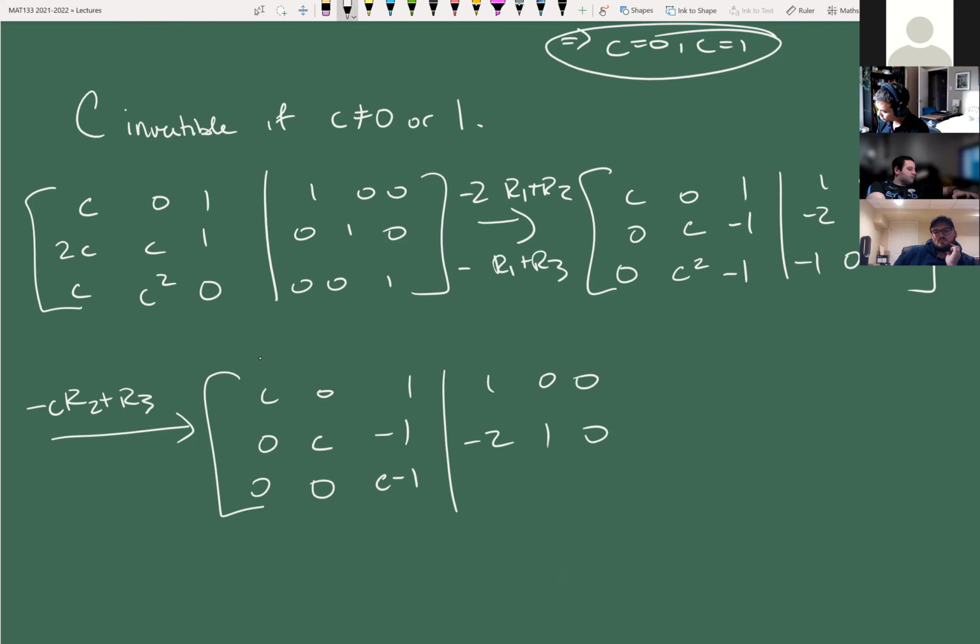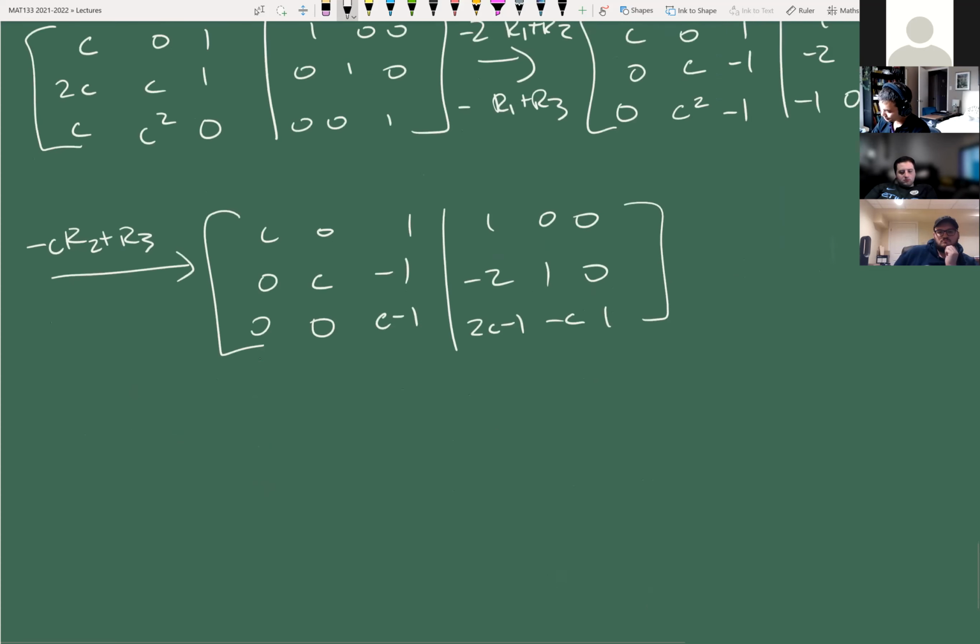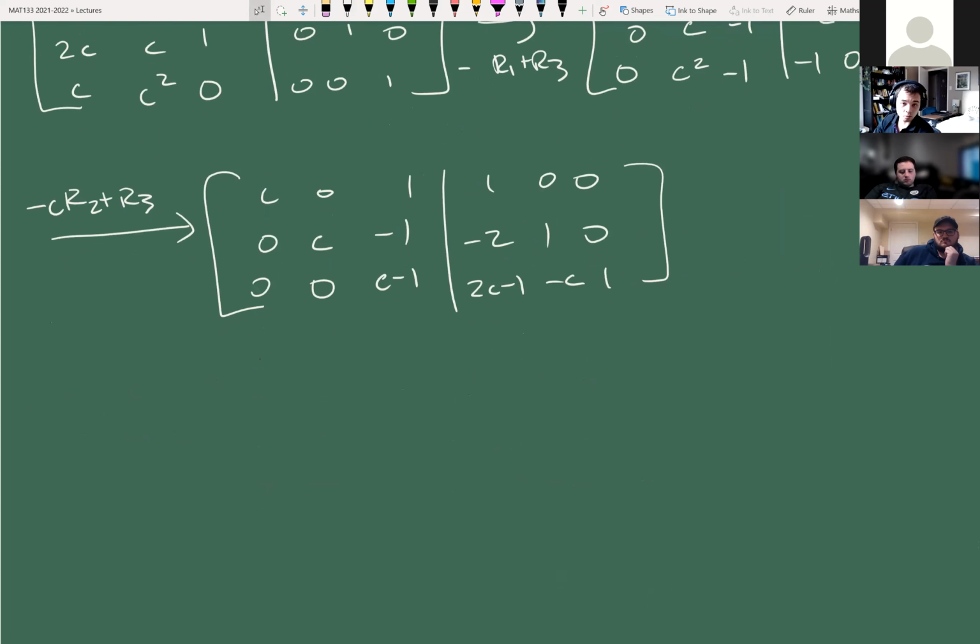And then negative C row 2. So it's this 2C, so I'm going to get 2C minus 1, negative C, and 1. Right? Okay, we can see the C equal 1 condition showing up here. If C is equal to 1, we get that row of zeros there, which is going to be the issue. Yeah, okay, this is starting to get a little bit gross, but whatever.